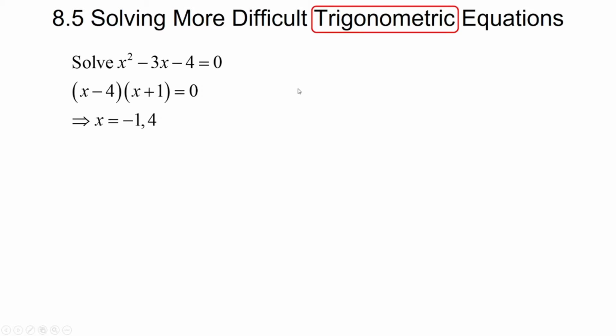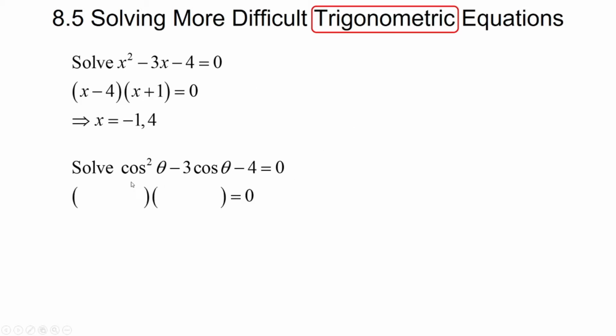Now, let's do that with the trigonometric equation. So now I'm going to give you the trigonometric equation. Cos squared theta minus 3 cosine of theta minus 4 equals 0. Now, do you notice? X squared minus 3x minus 4, cos squared minus 3 cos minus 4. Let's factor this the same way we factored the quadratic, because this is a trigonometric function in quadratic form.